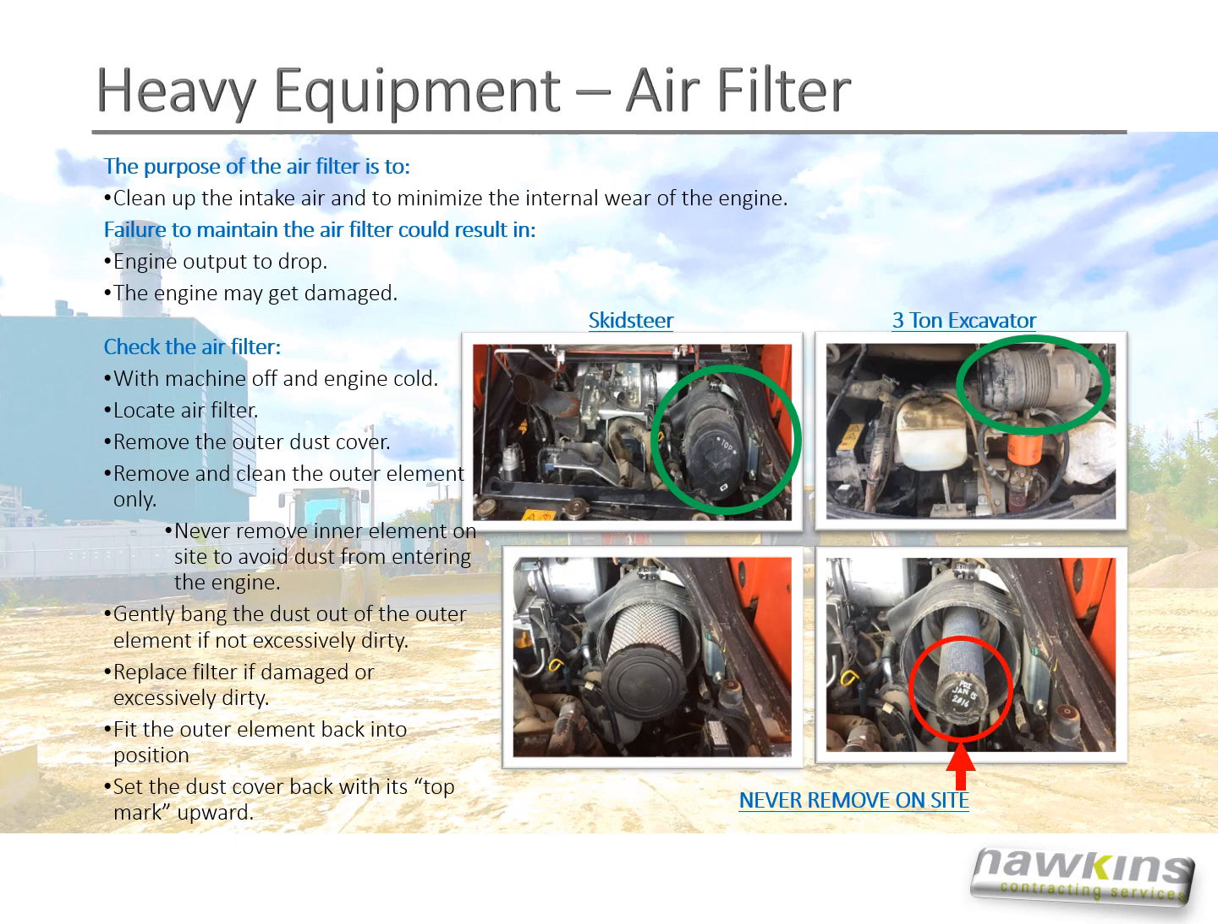Checking the air filter. With machine off and engine cold, locate the air filter. Remove the outer dust cover. Remove and clean the outer element only. Never remove the inner element on site to avoid dust from entering the engine. Gently bang the dust out of the outer element if not excessively dirty. Replace the filter if damaged or excessively dirty. Fit the outer element back into position. Set the dust cover back on with its top marks upwards.